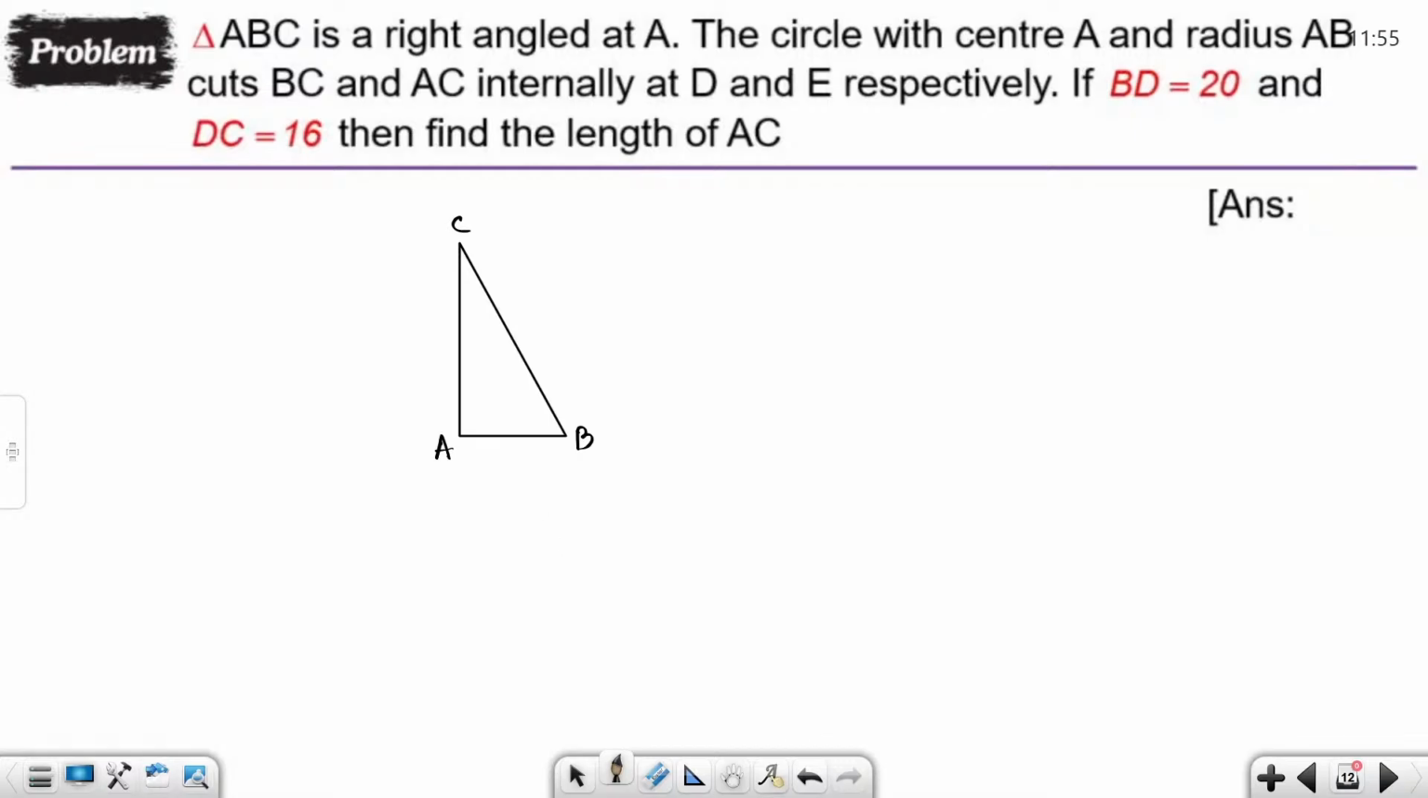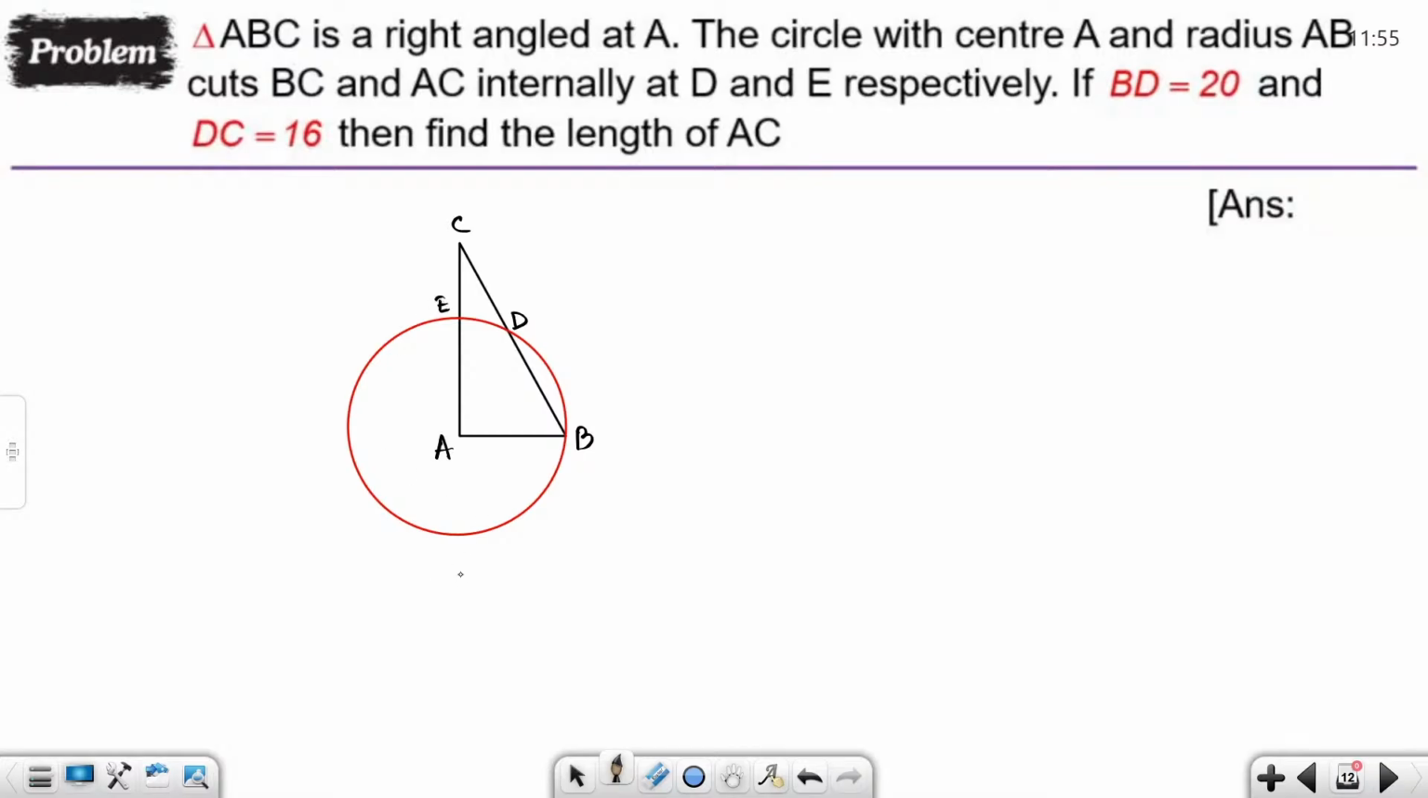Then what happened? The circle with center A and radius AB cuts BC and AC internally at D and E. Okay, let me just draw the circle first. So how have you drawn this circle? By taking A as the center of this circle and AB as the radius, we have drawn this circle which is intersecting the side BC at D and AC at E. Is it clear?